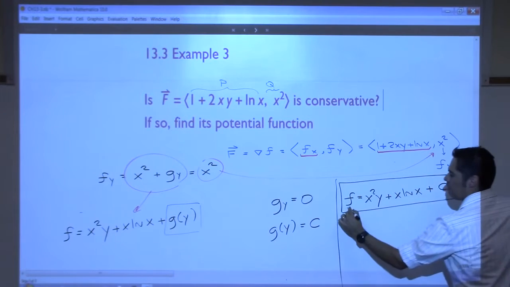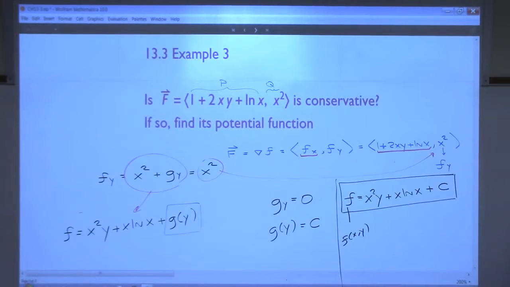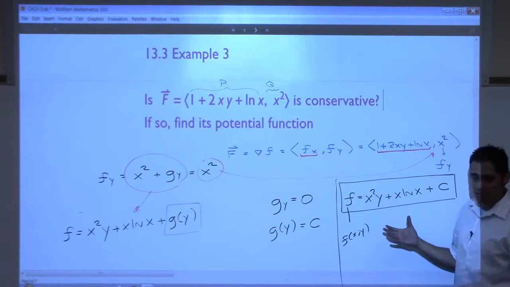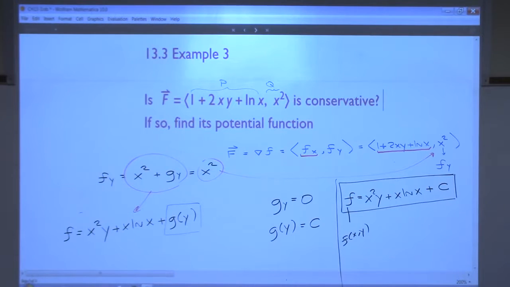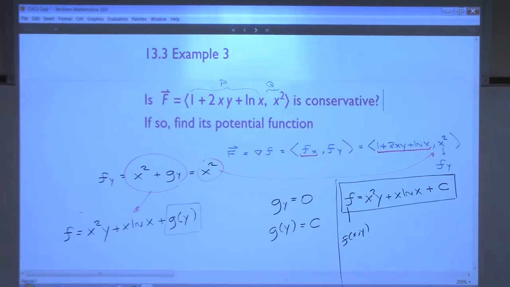Now, if you want to, instead of little f, you could write f of x y if you didn't want to write little f like that. And the good news is that when you find a potential function, you can always check your answer. You just take the gradient of it. So if I take the gradient of this, I should get this. Check it for yourself. It should work. Okay, any questions?